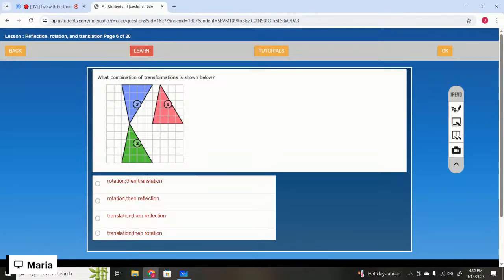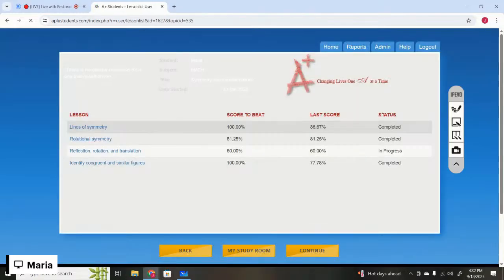What combination of transformation is shown below? 2 is the translation of 1, and 3 is the reflection. Translation and then reflection. Okay, you can complete the lesson by yourself later today.